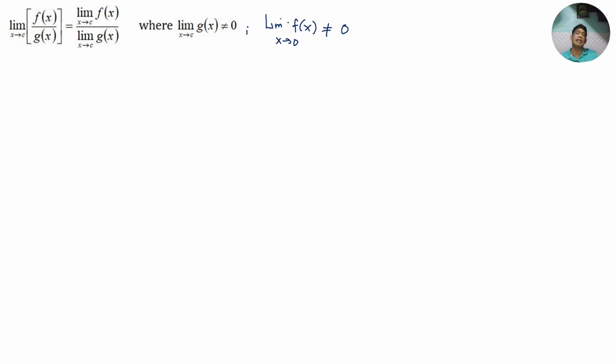Kasi nga, kapag naging 0 over 0, this is indeterminate. Remember, 0 over 0 is not equal to 1. Indeed, any number divided by itself is equal to 1, exception natin ang 0. So we have the limit of f of x over g of x. So let's have an example. Limit of 3x minus 5 over 2x minus 2 as x approaches 5.